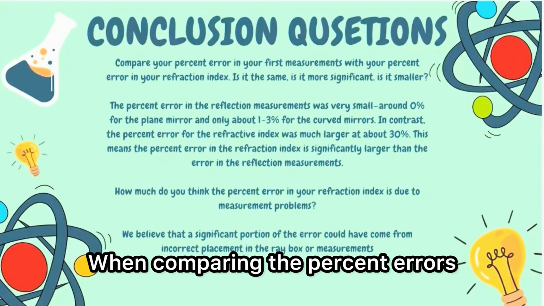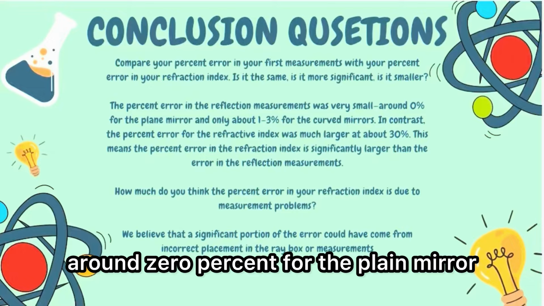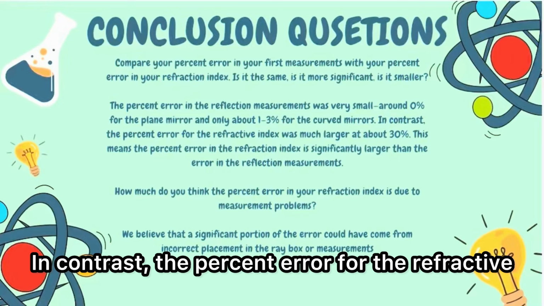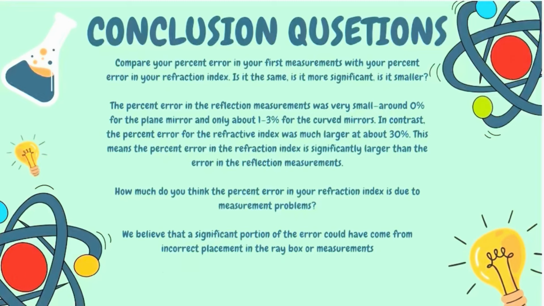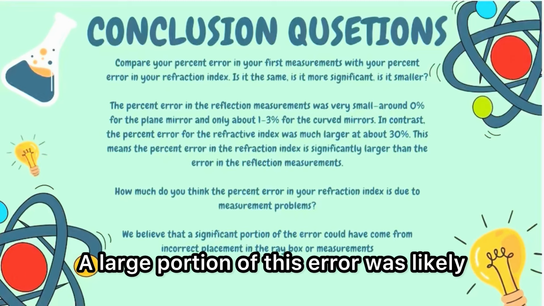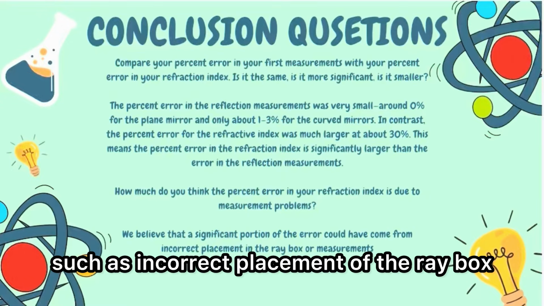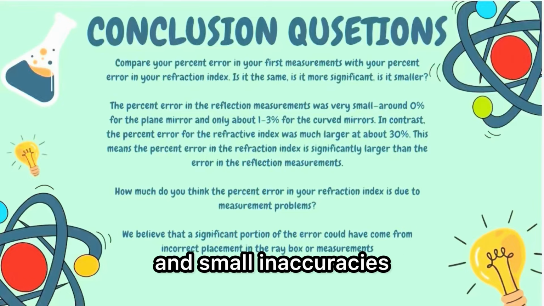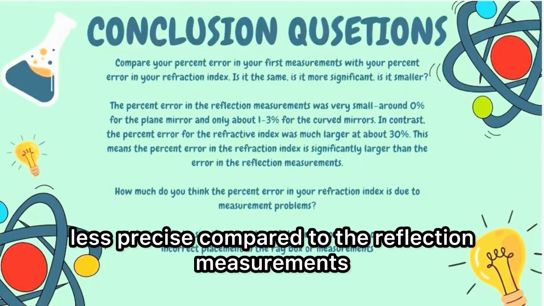When comparing the percent errors, the reflection measurements had very small error, around 0% for the plane mirror and about 1 to 3% for the curved mirrors. In contrast, the percent error for the refractive index was much larger, around 30%, showing that it was significantly more affected by measurement issues. A large portion of this error was likely caused by measurement problems, such as incorrect placement of the ray box, difficulty in aligning the prism, and small inaccuracies when measuring angles. These factors made the refraction results less precise compared to the reflection measurements.